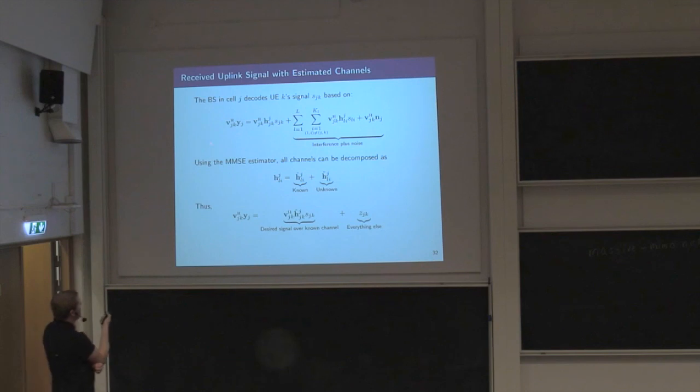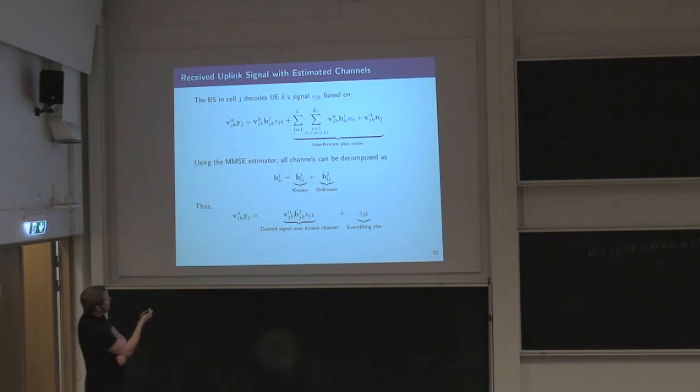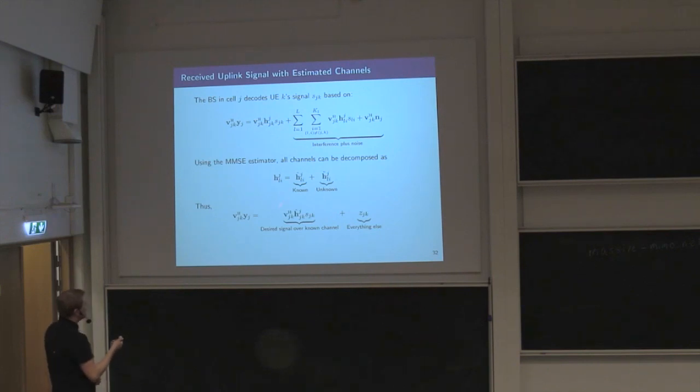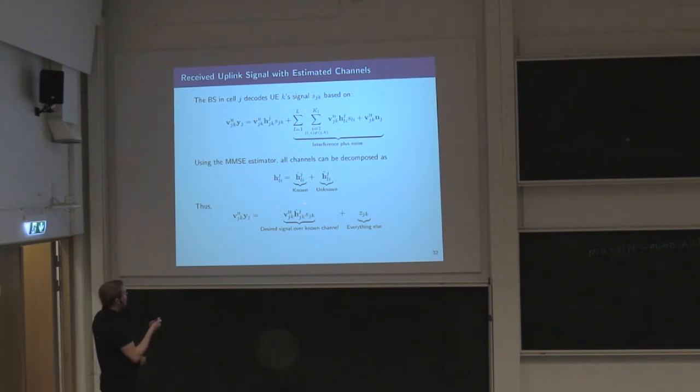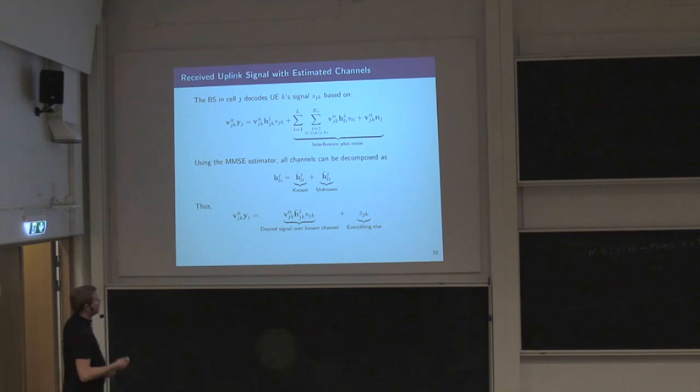When I'm now using my MMSE estimator, the channel can be decomposed in the following way. The channel is the known part plus the unknown estimation error. That means I can take this expression here and replace h with the estimate and say this is what I know, and then everything else here, including this term with the h tilde, the unknown, is like interference and noise. This is the information that I have in order to try to get what is the sent data signal on my user.